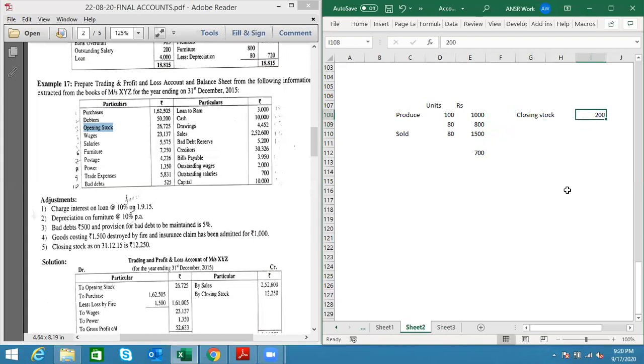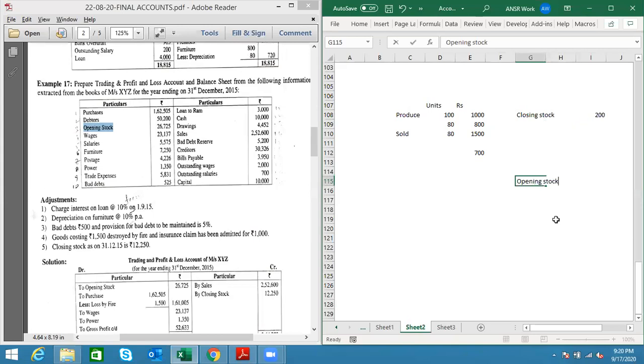Okay. And this 200, because we still have it, we deduct from the cost. So our revised cost is 800 instead of 1,000. Is that safe enough to say? So this is the closing stock concept that we have already discussed in the last session. I wanted to bring in the concept of opening stock today.